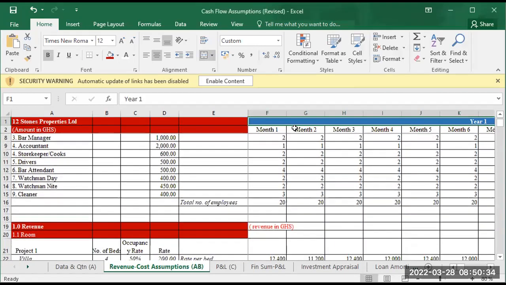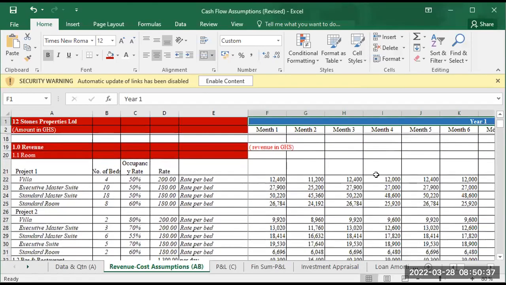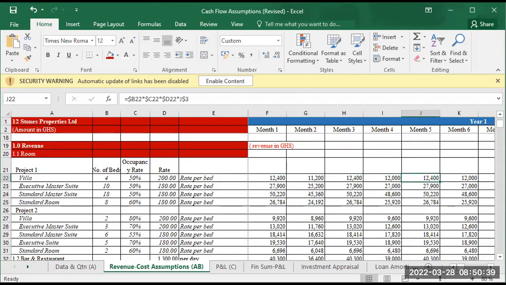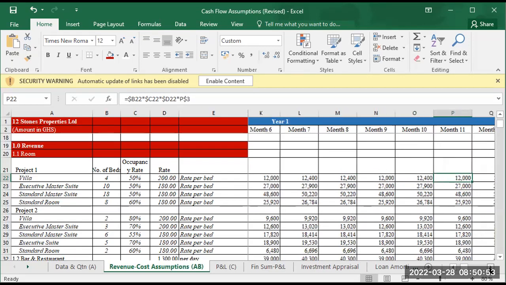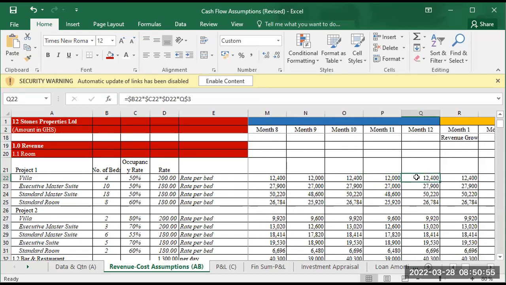That's it. January, February, March, April, May, June, July, August, September, October, November, December. And when we put all of this together, it gives us the total for that particular year, right?